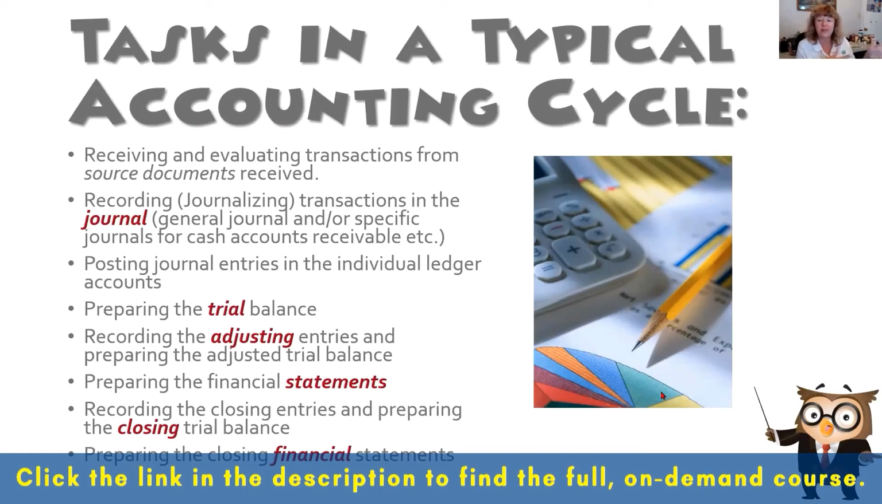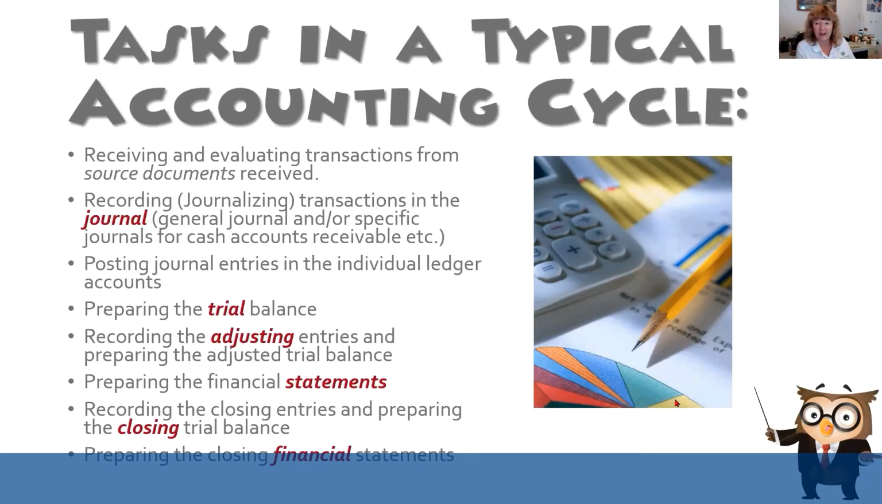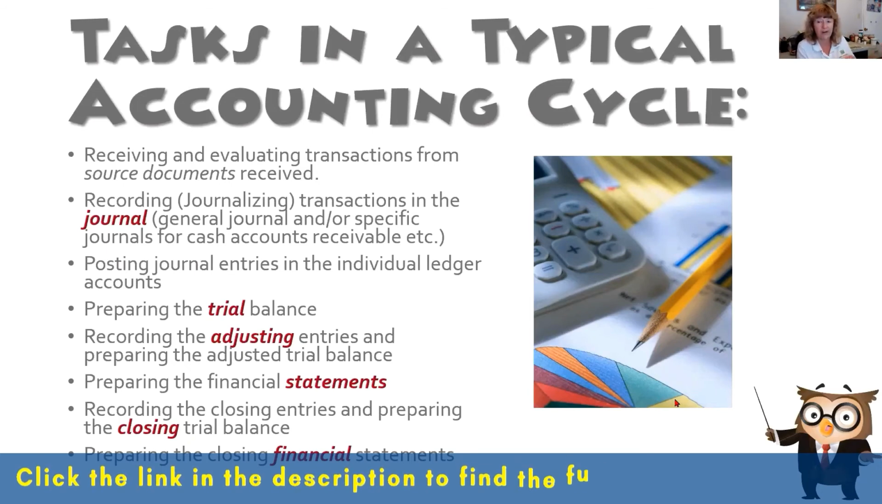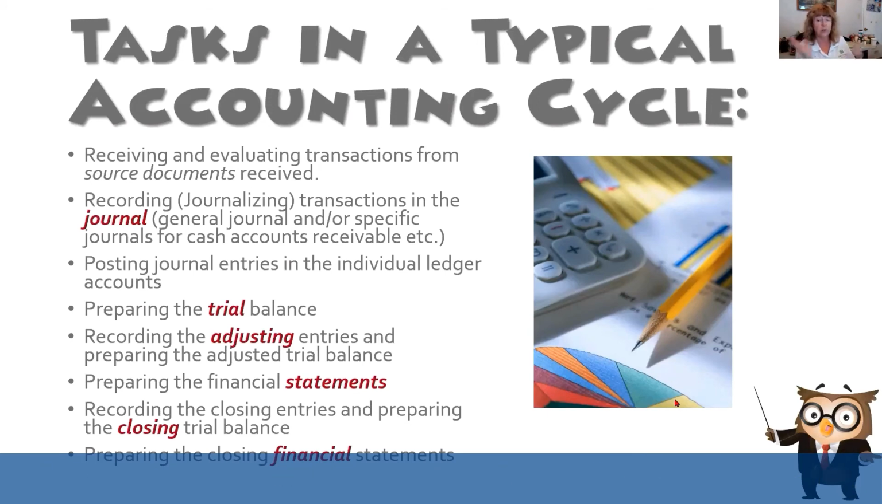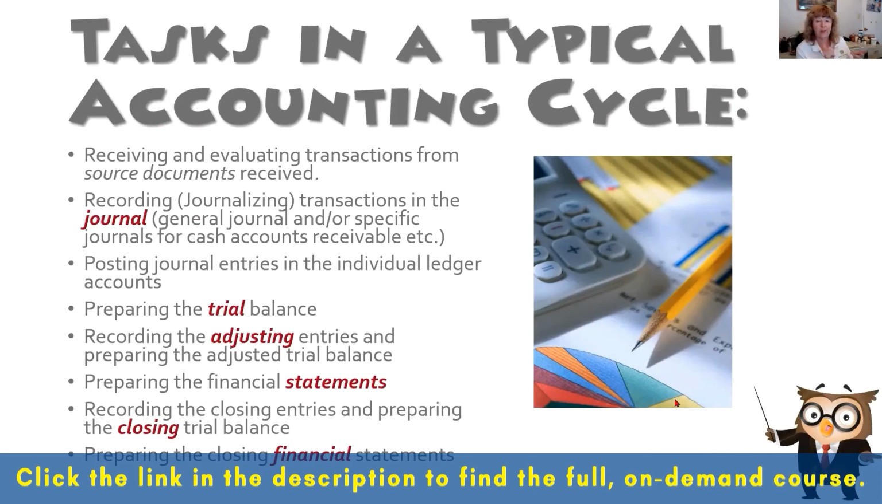Once we do that, we prepare the closing trial balance to make sure everything is still in balance before performing our final task, which is preparing the closing financial statements. Basically, we are preparing a closing balance sheet and a zeroed out income statement reflecting our new equity amounts for the new fiscal year cycle, as well as confirming that there are zero balances in all of our revenues, expenses, and drawing accounts.